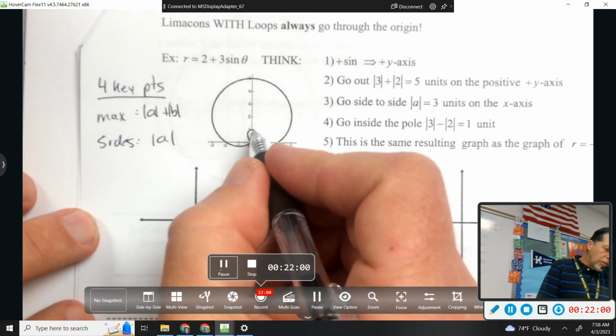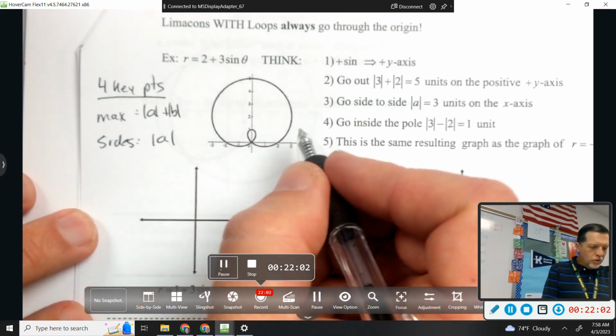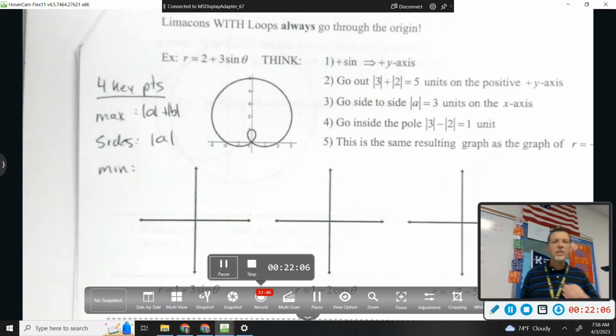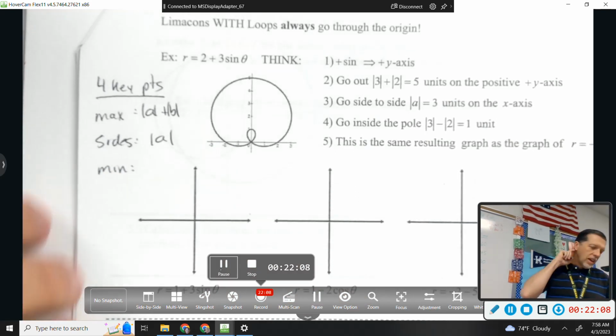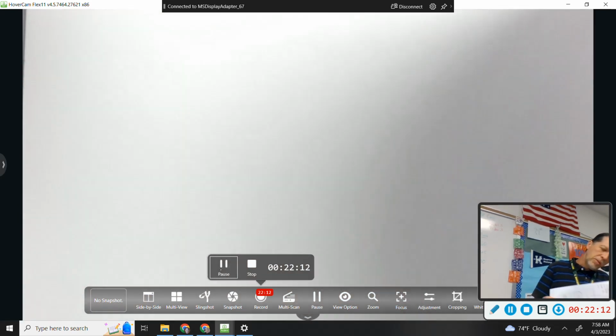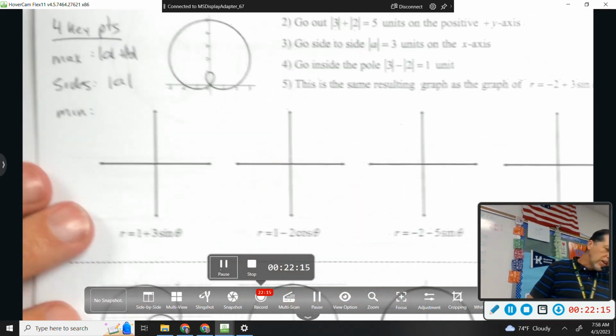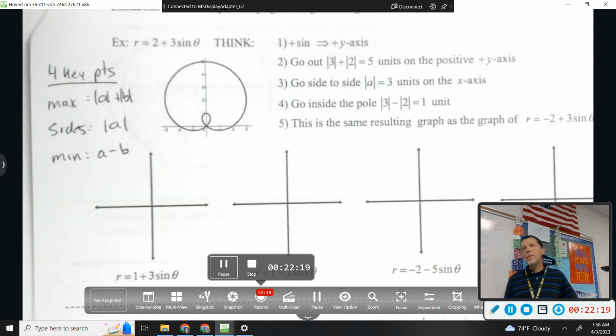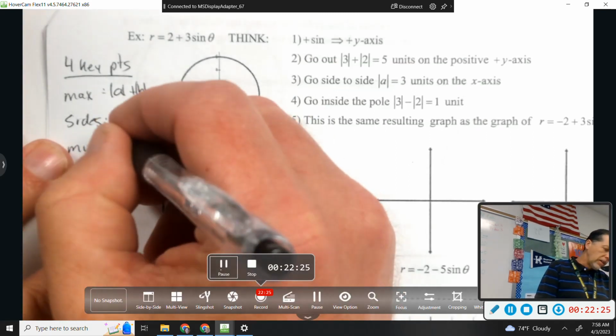And I don't know if you want to call it the min or the loop. I guess we can call it the min, that way it's the same as the other. Let's call it A minus B still. That way you'll get a negative number, and that might remind you that there's a loop. So instead of going out, there's this loop thing going on.